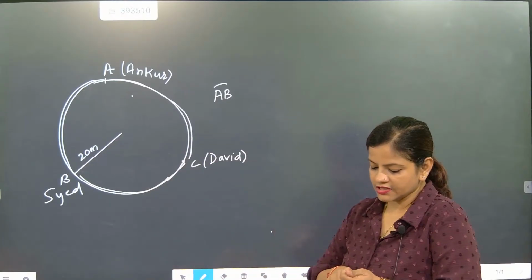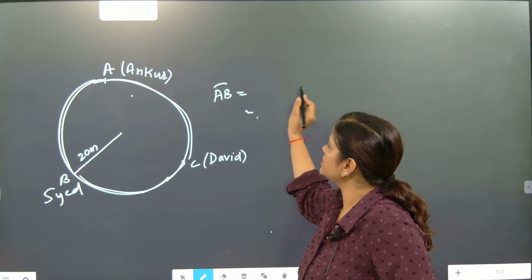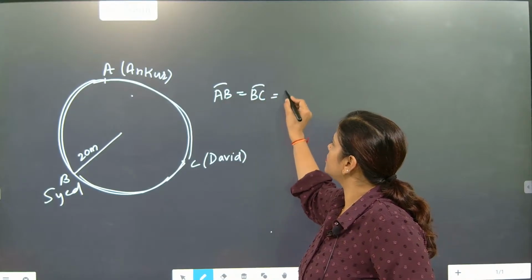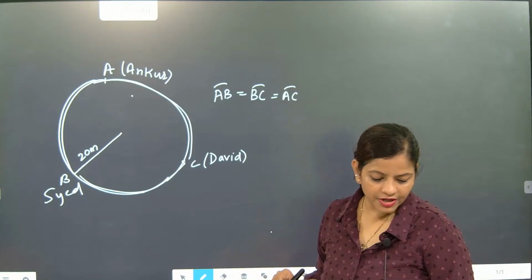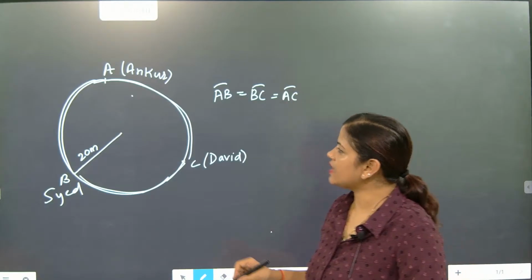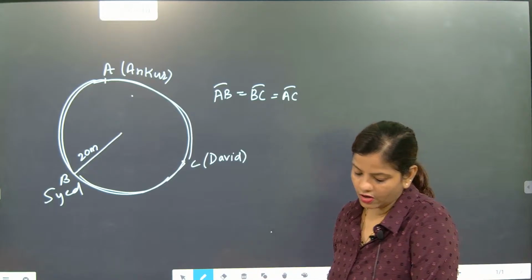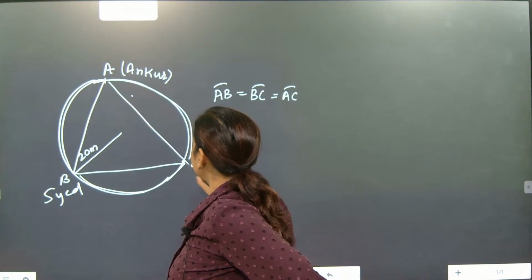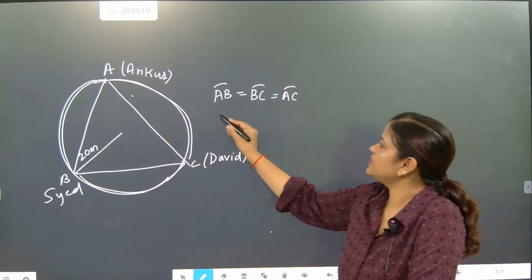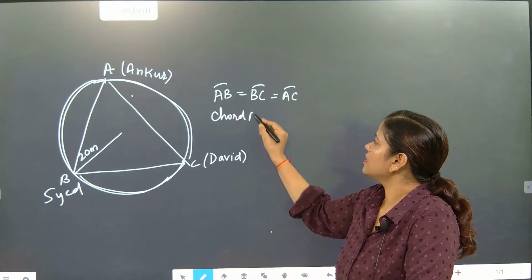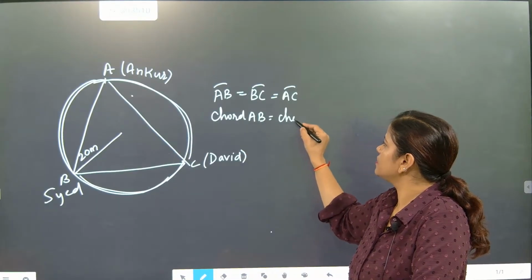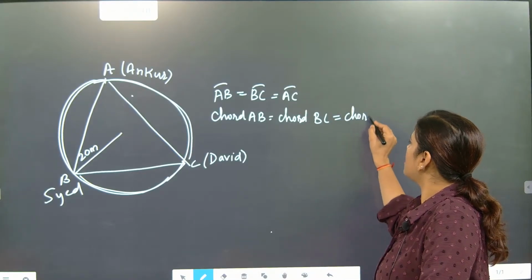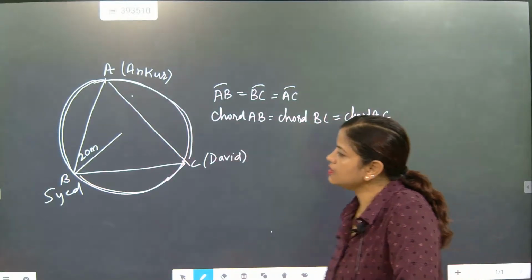All three arcs are of equal length. Understood? So arc AB is equal to arc BC is equal to arc AC. Equal arc length is there. Note down, beta. So when arc lengths are equal, the chords subtended will also be equal. So chord AB, BC and AC will also be equal. That means chord AB is equal to chord BC is equal to chord AC. So all three sides will become equal.